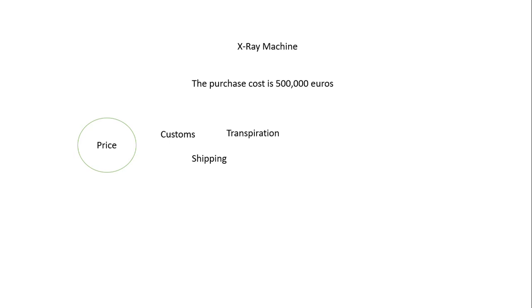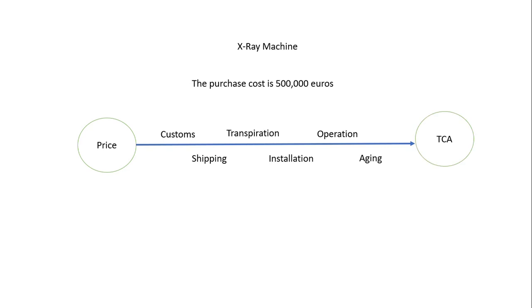Another example. It is required to import an X-ray machine from Germany. The purchase cost is 500,000 euros. Purchasing is not just the cost of the device. There are additional costs such as customs, shipping, transportation, installation, operation, and aging. The total expenses paid until operation is complete is the total cost of acquisition TCA.